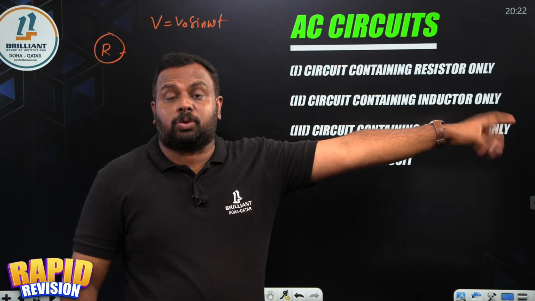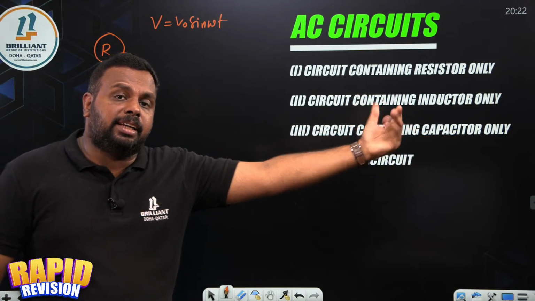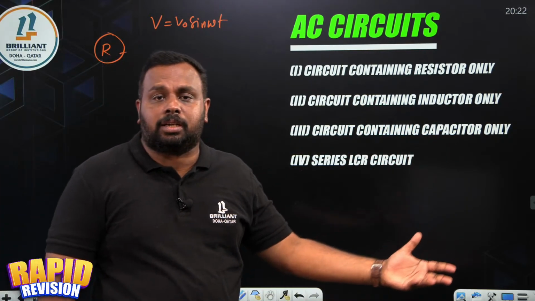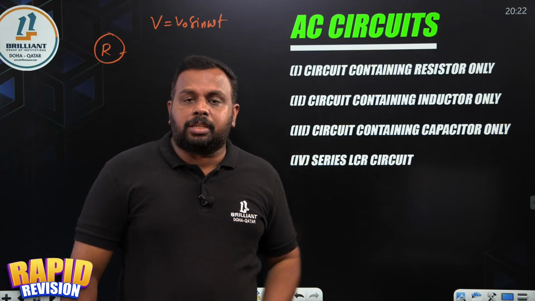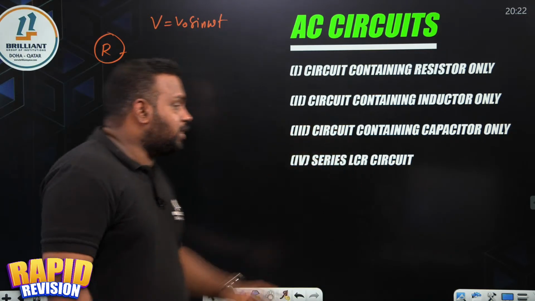Alright, second one is what? Inductor only. In our case, we are discussing an ideal inductor. What is an ideal inductor or pure inductor? An inductor without any resistance. Without any ohmic resistance is called what? Ideal inductor.